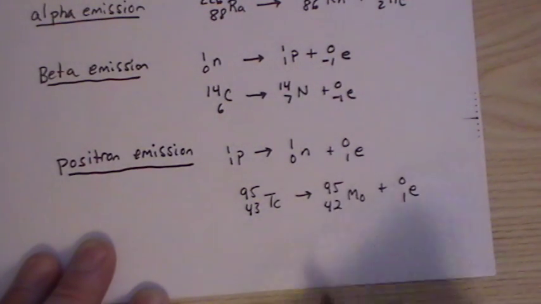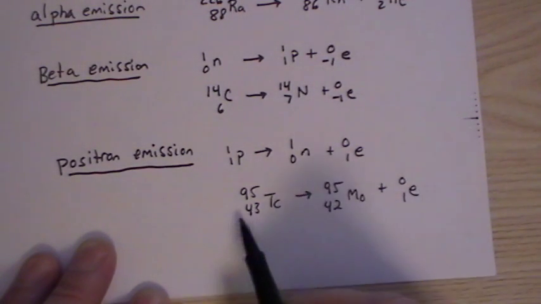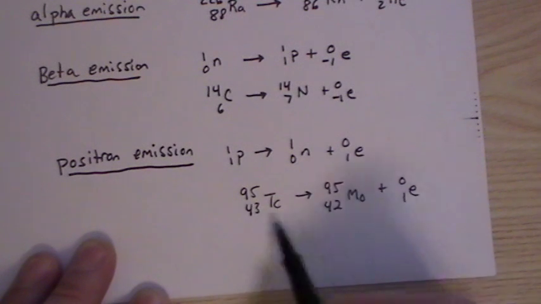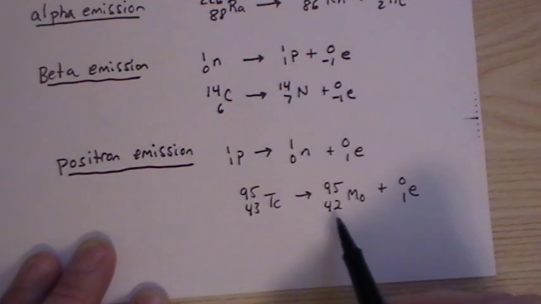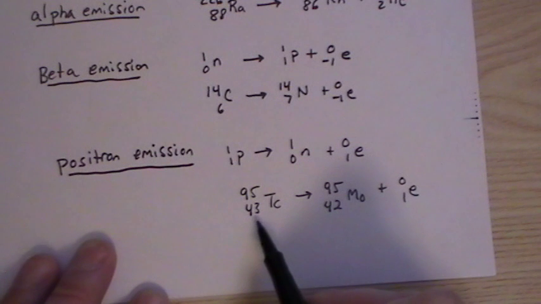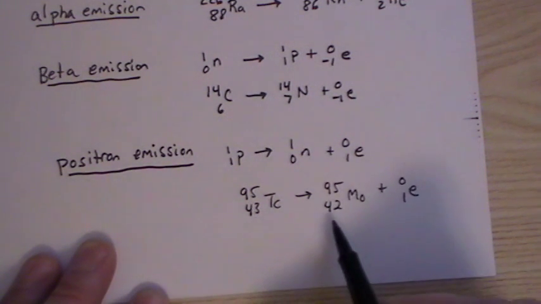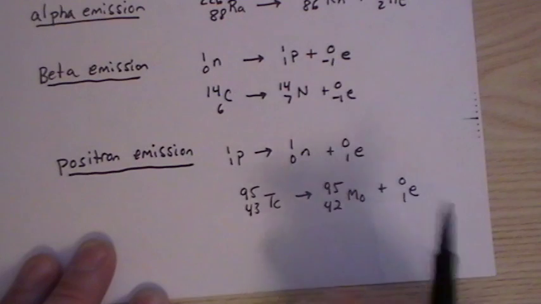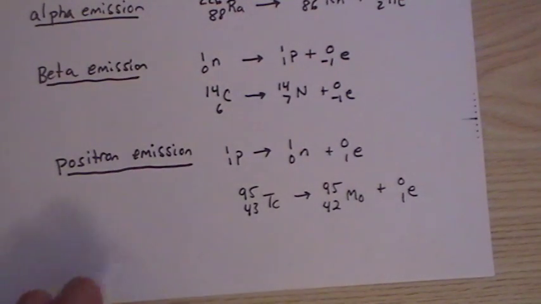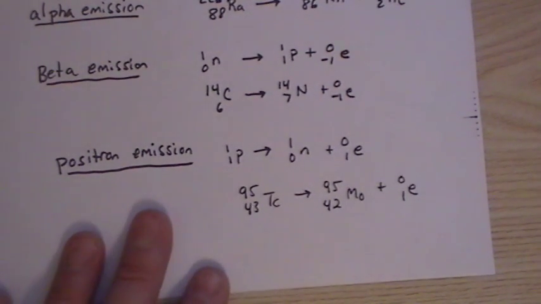And just add them up, make sure that the equation is balanced. But then you see that we have 43 protons and then 52 neutrons. Then we have 42 protons and then 53 neutrons. So we've shifted things around, and in this particular case that makes the nucleus more stable.